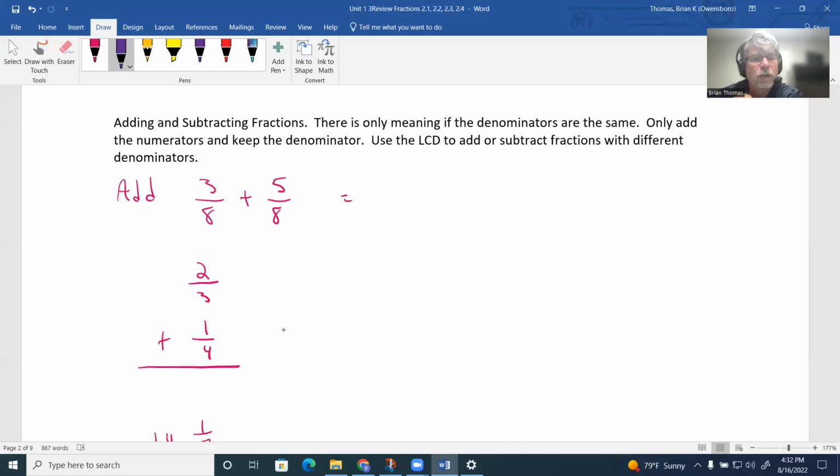So notice if I have like 3/8 plus 5/8, that's going to give me 8/8. But notice that 8/8 is the same thing as 1, so that would just simplify down to 1.